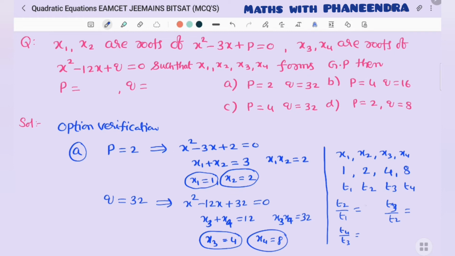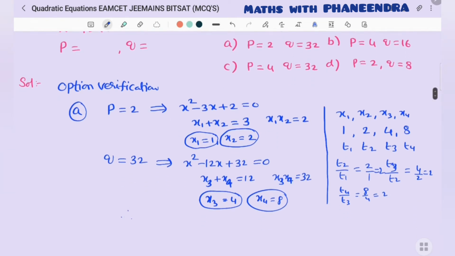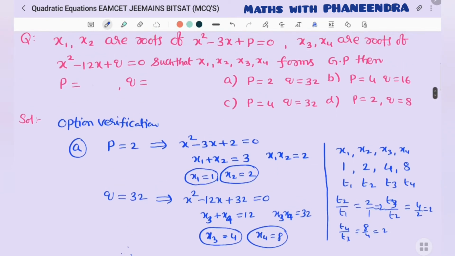We can decide that. So 2 by 1 is 2, 4 by 2 is 2, 8 by 4 is equal to 2. So they are in GP. Clearly, therefore, the p value and q value are 2 and 32 and it forms a GP. So there is no need to verify the other options. p is equal to 2, q is equal to 32. I hope everyone understands. We'll move on to the next question, dear students.